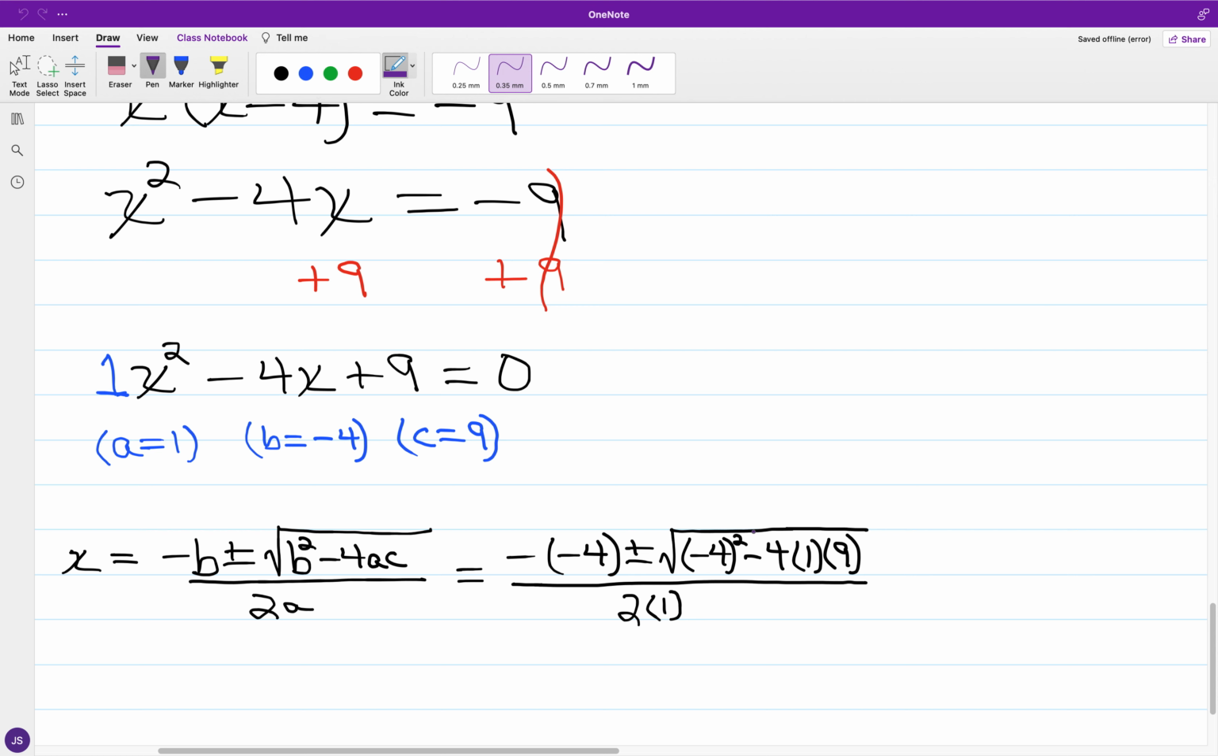Now, for the radical, I have the square root. The square of negative 4, well, negative 4 times itself, will be 16. Negative 4 times 1 is negative 4, and in turn, negative 4 times 9 is negative 36. 16 minus 36 will be negative 20. And here we have a complex number, the square root of negative 20.